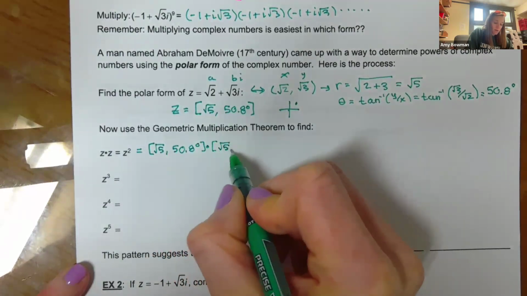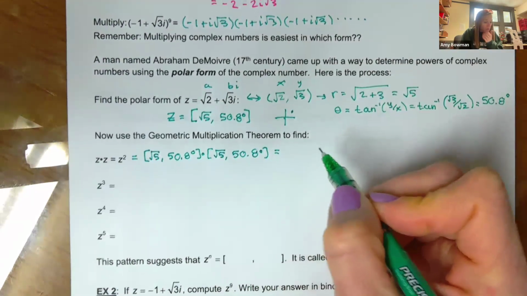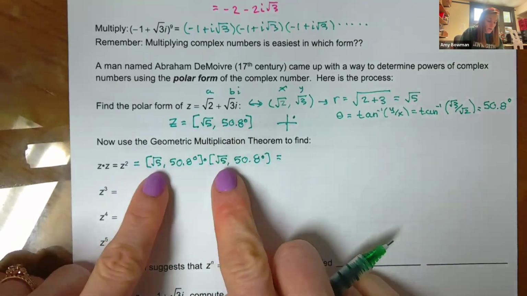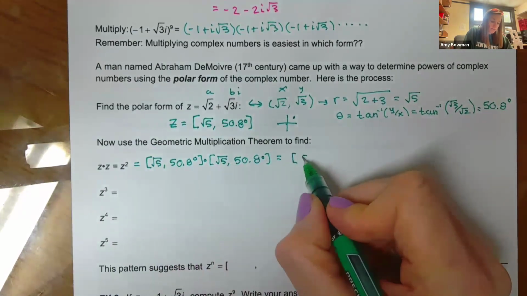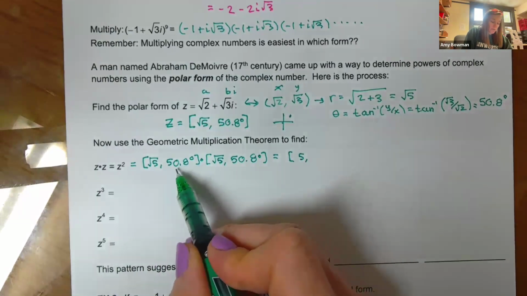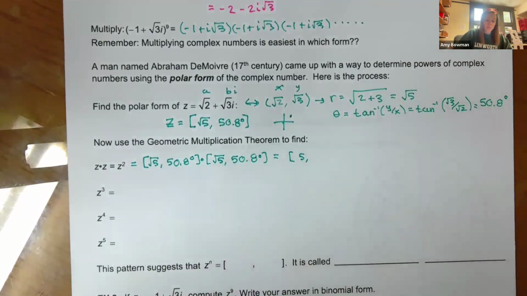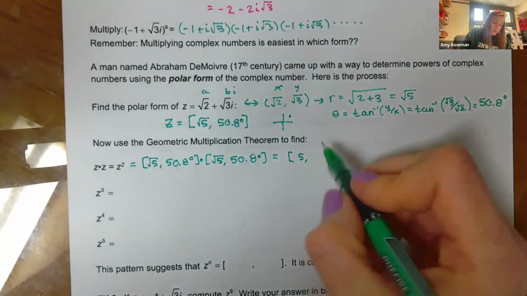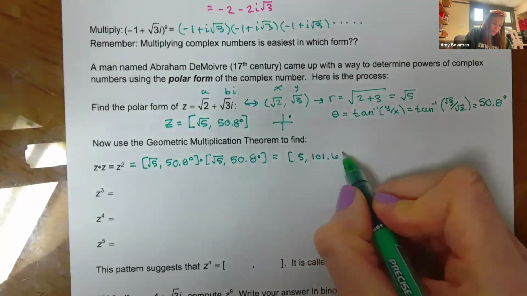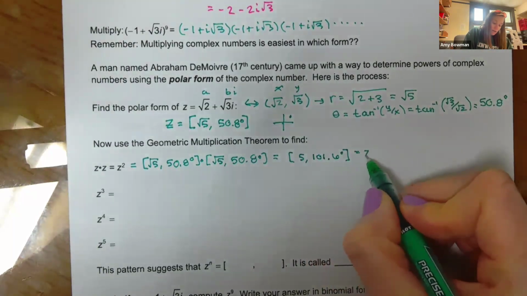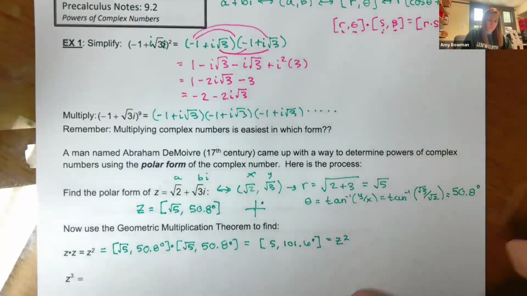Square root of 5 comma 50.8 degrees. So we know we're going to be taking our two r values and multiplying those together. So the square root of 5 times square root of 5 is just 5. Then we're going to take our theta, 50.8 plus 50.8. So we add those together. 50.8 plus 50.8 gives us 101.6 degrees. So this is z squared. Straightforward. We just applied what we learned last class about multiplying these.